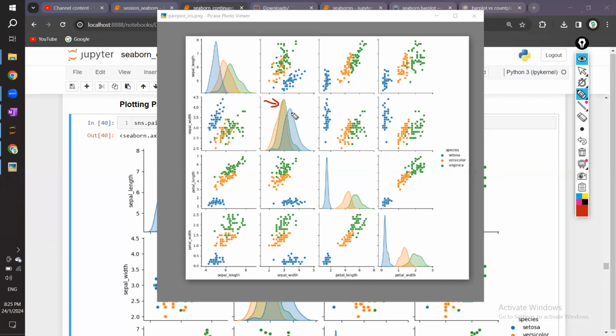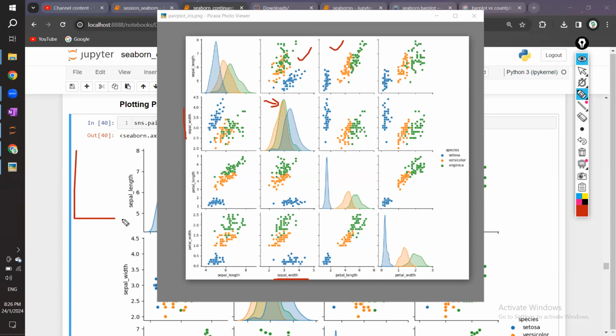Between which two columns is this graph representing? Sepal width and sepal width. Correct. So on the x-axis we have sepal width, and on the y-axis we also have sepal width, right? So usually it draws a scatter plot. Everything is a scatter plot wherever you see this color.